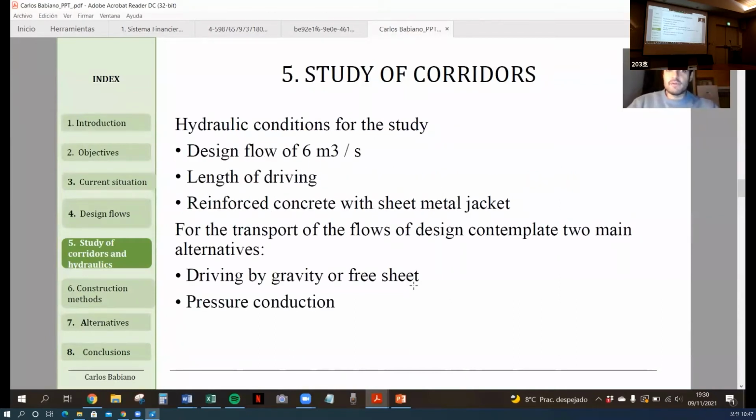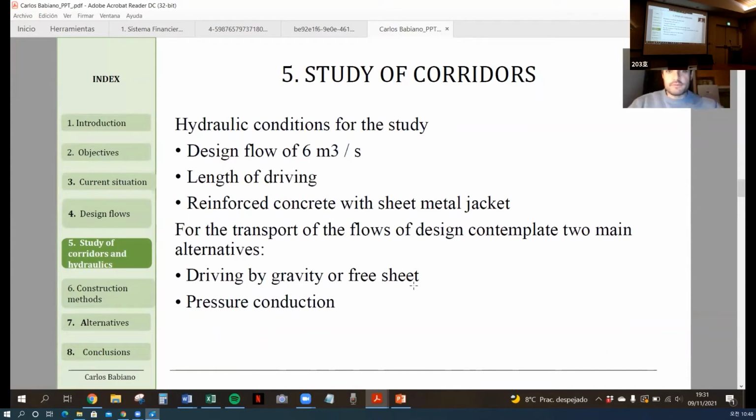Another point is that the design flow has to be 6 cubic meters per second, but as a peak, as a maximum, not as a mean value. The second is the length of the driving. We have to take that into consideration, how long it is. We have to take into consideration that probably we are going to use reinforced concrete with sheet metal jacket because probably this is the best one, because we already have other studies. It's not just that, it's on technology and it's also on the cost per square meter.